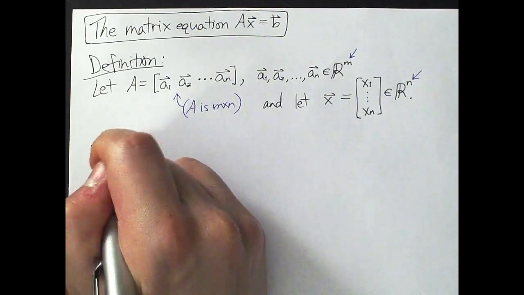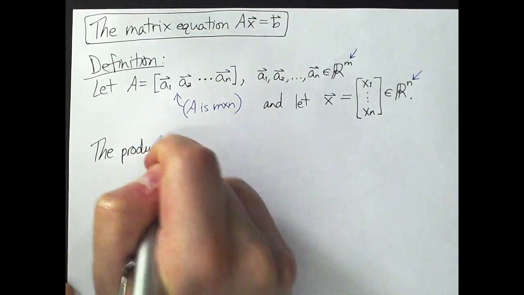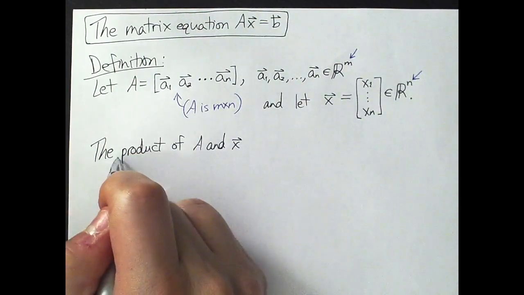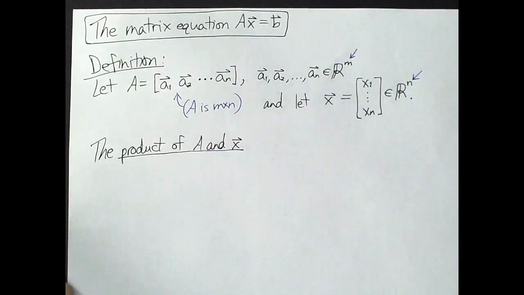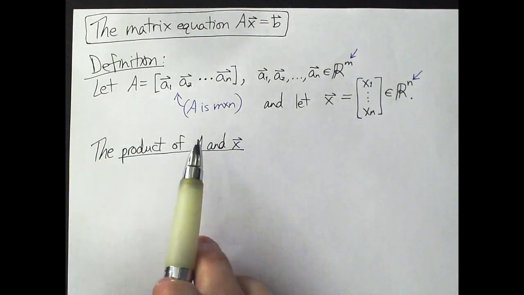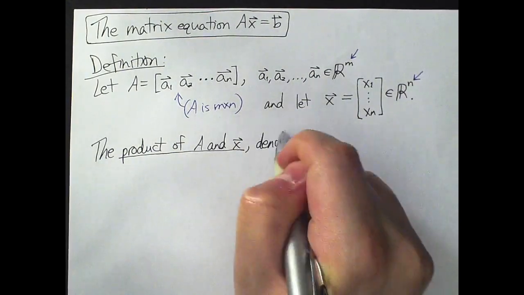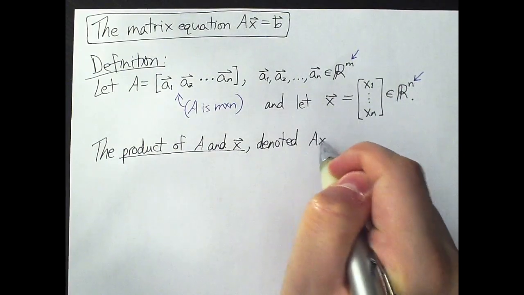So what's the definition going to be? The product of A and X. We haven't done this before. In this class, we have not had the product of a matrix times another matrix. In the previous lesson, we may have talked a little bit about adding two matrices together, subtracting two matrices. We even did scalar multiplication, where you have a scalar, or a real number, times a matrix. But now we're talking about a matrix times a vector. That's new for us. And that's going to be denoted simply AX.